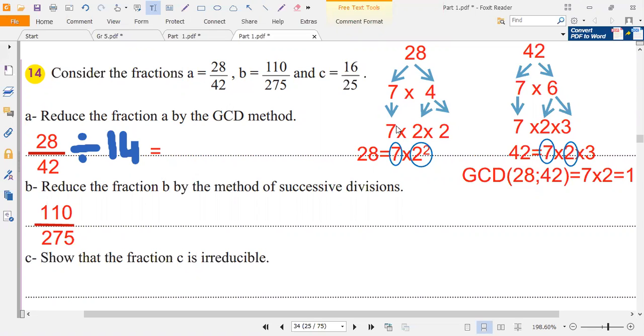We decompose 28, we get 28 is equal to 7 times 2 to the power 2. And we decompose 42, we get 42 is equal to 7 times 2 times 3. And the GCD, we take the common factors with the smallest exponent. So it is 7 times 2. We take 2, not 2 to the power 2, because we take the common factors with the smallest exponent. And the GCD is 7 times 2, which is 14.